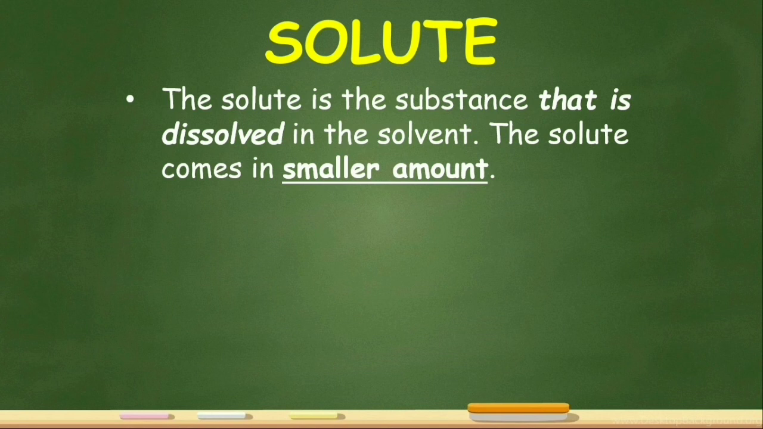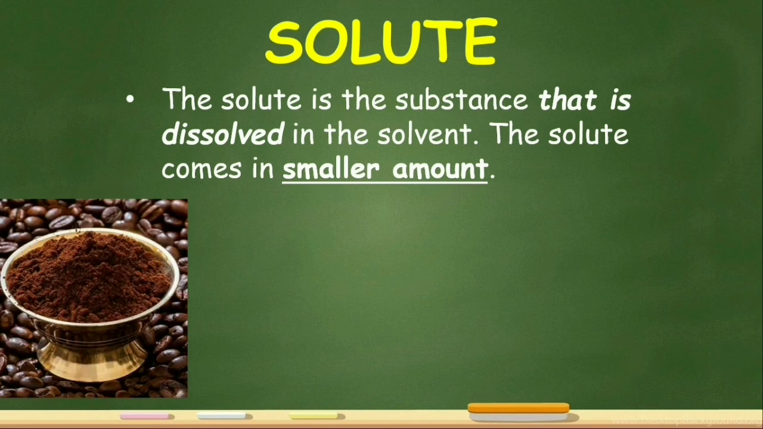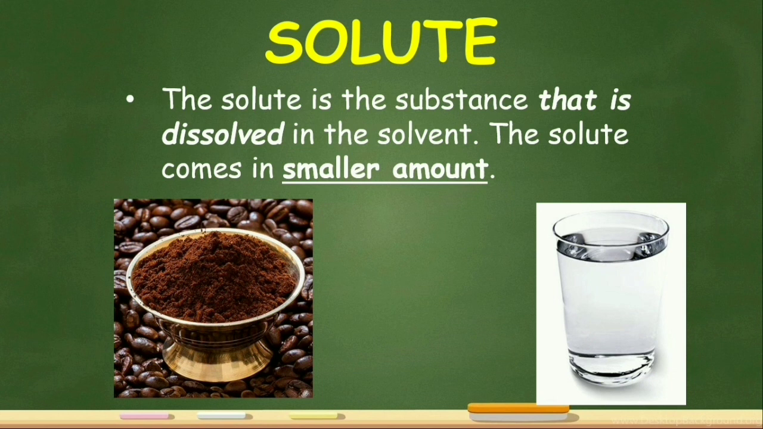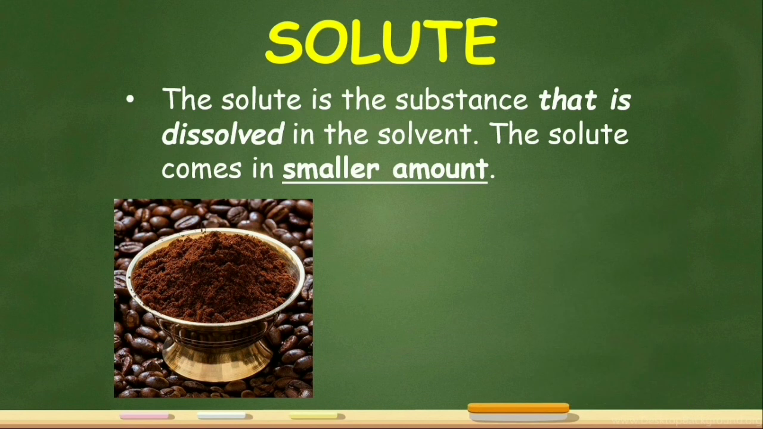Let's take coffee as an example. Coffee is made up of coffee bean or coffee powder and water. Now, my question is, which among them is the solute? Exactly, it's the coffee bean or coffee powder.